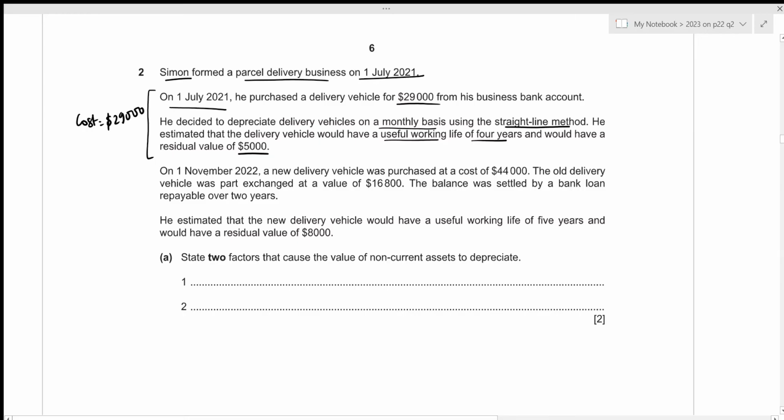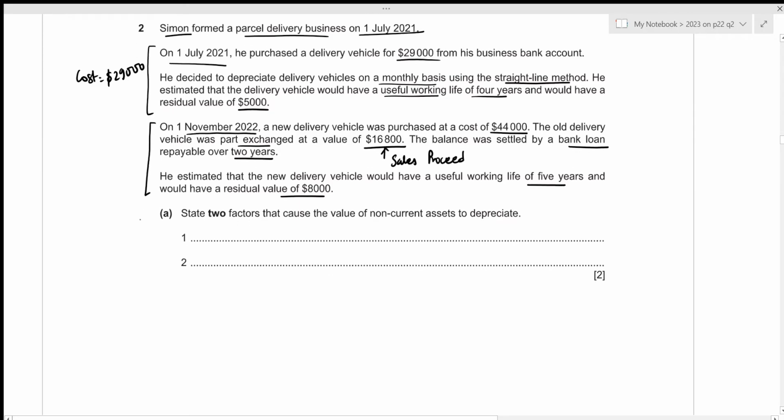Then on 1st November 2022, a new delivery vehicle was purchased at a cost of $44,000. The old delivery vehicle was part exchanged at a value of $16,800. So this is our sales proceeds for the old delivery vehicle. Then the balance was settled by a bank loan repayable over 2 years. He estimated that the new delivery vehicle would have a useful working life of 5 years and would have a residual value of $8,000. Alright, this is for the new delivery vehicle.